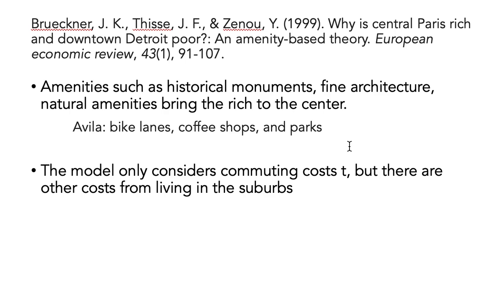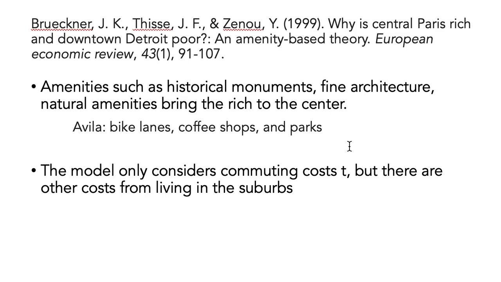Yet another one, again by Brueckner, Thisse, and Zenou, is that amenities such as historical monuments, fine architecture, or natural amenities like being on the shore near the ocean bring the rich to the center. So if the center has all those things, the rich will go to downtown. You could write another paper with me arguing that also having better infrastructure in terms of bike lanes, coffee shops, very important parks, will bring more educated and richer people to the center.